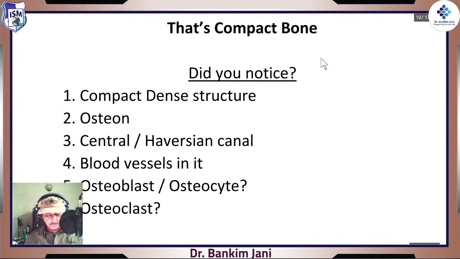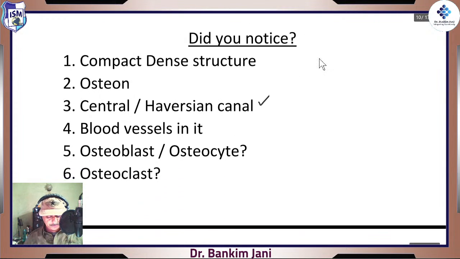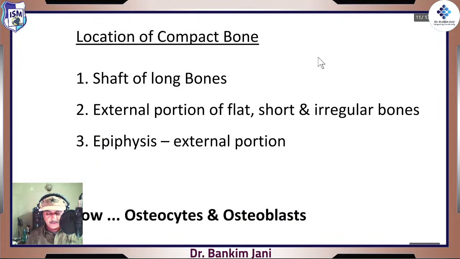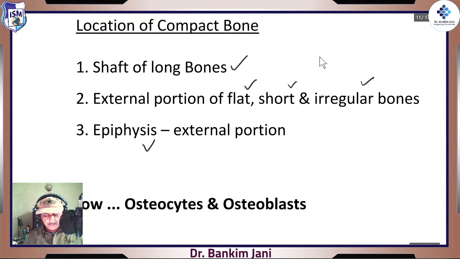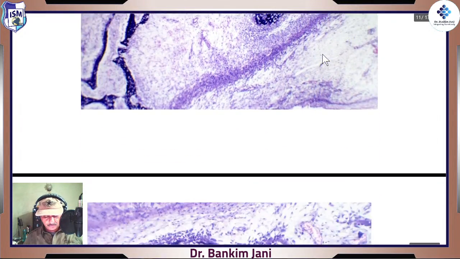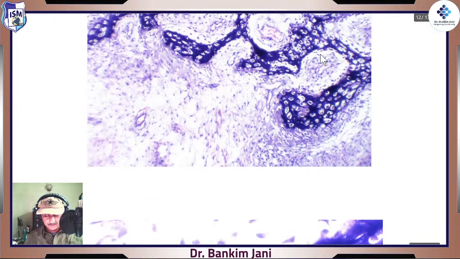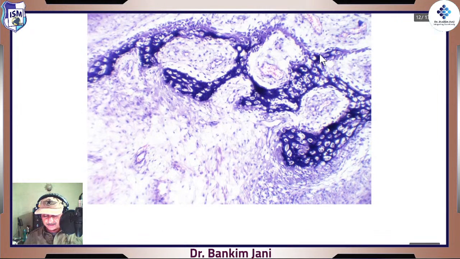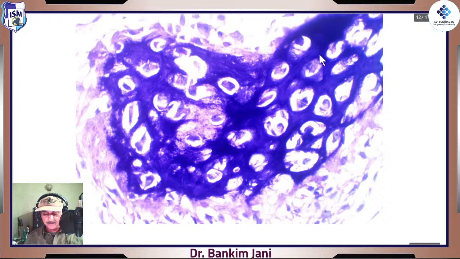That's compact bone. So osteon, central Haversian canal you saw, right? Blood vessels, osteoblast, osteocyte, osteoclast. And where is it? Shaft of long bones, right? Flat bones, short, irregular bones, right? Epiphysis where the bone is growing. That's how it is seen. So osteocytes and osteoblasts, right? See, these are the osteo. See now, seen very clearly.